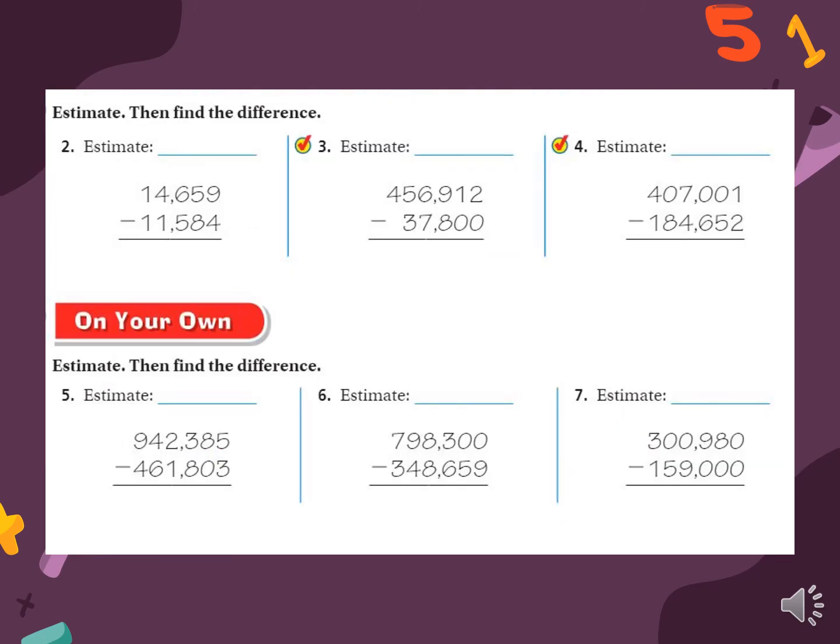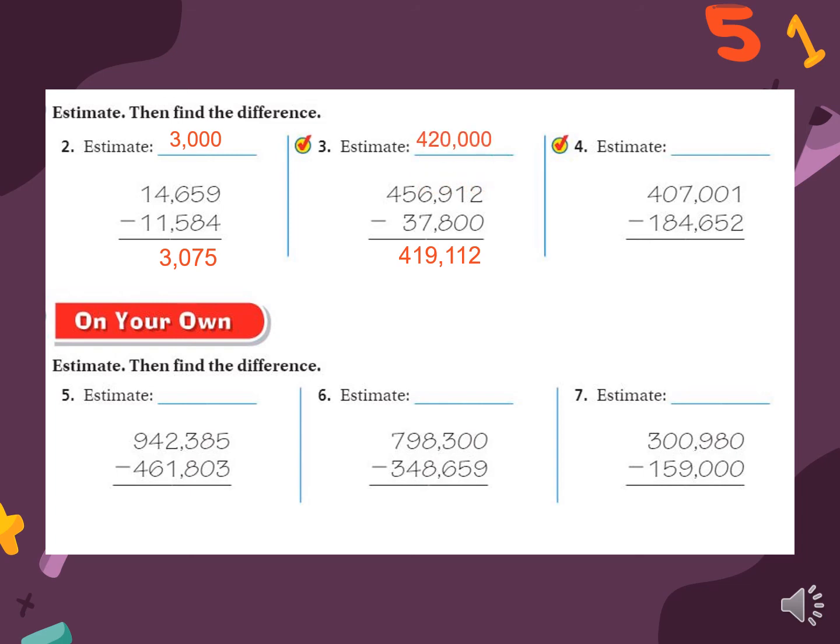Okay, I want you to open your book on page 44. We will do this together. 14,659 minus 11,584 equals 3,075. The estimate number is 3,000. The next number is 456,912 minus 37,800 equals 419,112. The estimate number is 420,000.